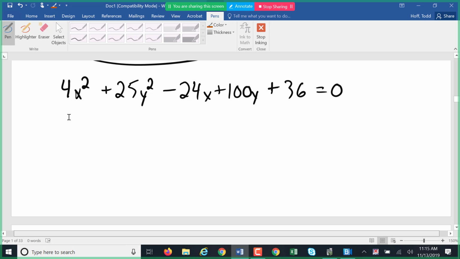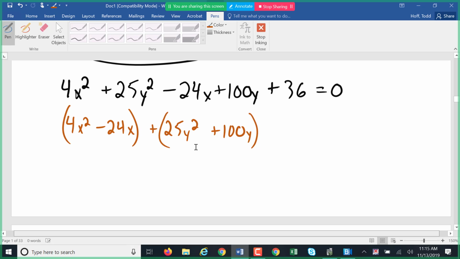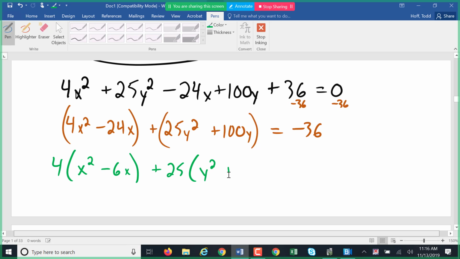So we're going to put the x's together. So we've got the 4x squared and the negative 24x. I'm going to put those together. We've got the 25y squared and the 100y. We'll put those together. And we're going to subtract 36 from both sides to put negative 36 on the other side. Now for the x, I'm going to factor out the 4, leaving us with x squared minus 6x. For the y, I'm going to factor out the 25, giving me y squared plus 4y.